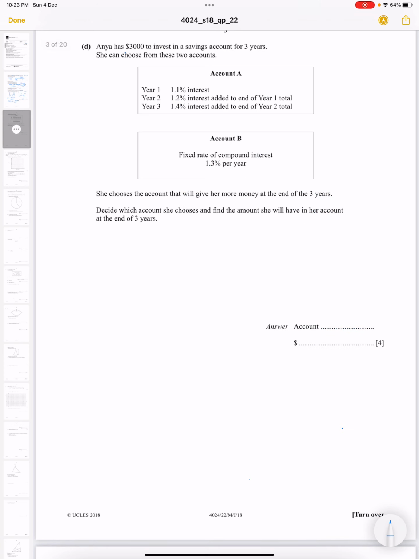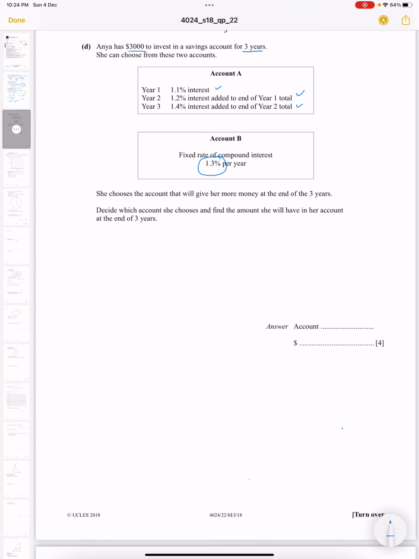Next question. Anya has $3,000 to invest in a savings account for 3 years. She can choose one from these two accounts. Account A has 1.1% interest in the first year, 1.2% interest in the second year, and in the third year 1.4% interest added to the previous amount. And account B is giving compound interest of 1.3% per year. So let's find out which account will give more profit.